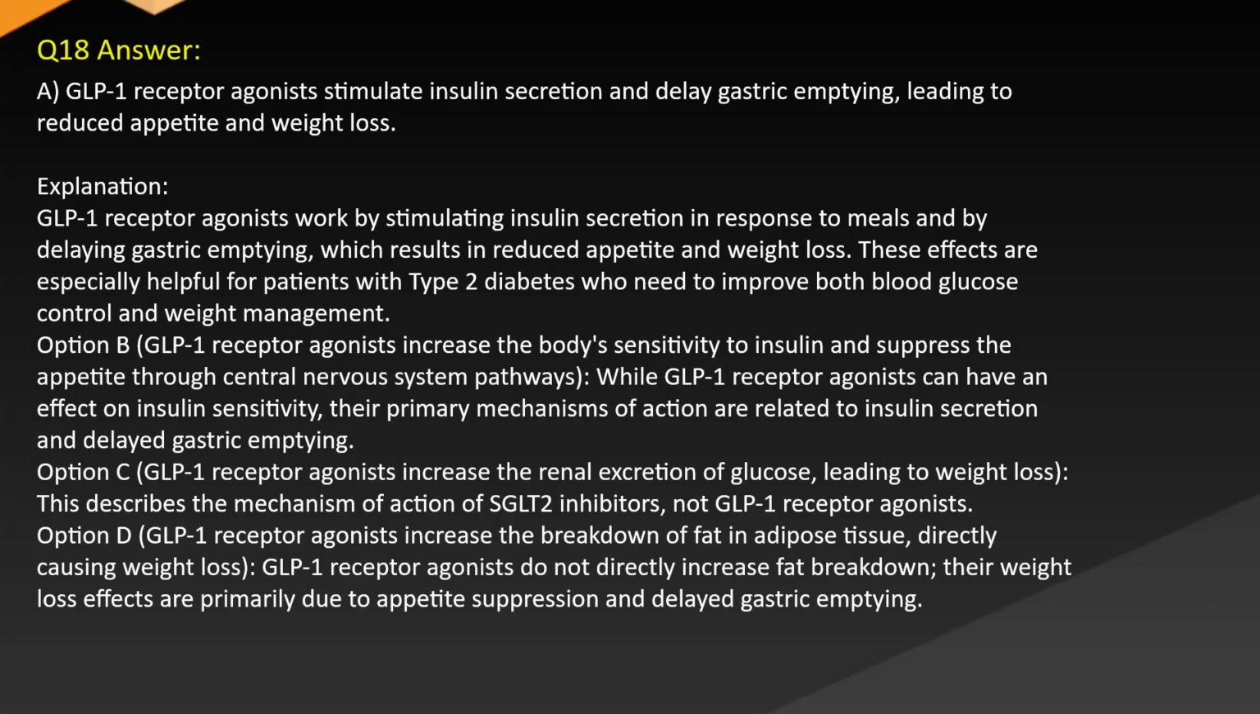weight management. Option B, GLP-1 receptor agonists increase the body's sensitivity to insulin and suppress the appetite through central nervous system pathways. While GLP-1 receptor agonists can have an effect on insulin sensitivity, their primary mechanisms of action are related to insulin secretion and delayed gastric emptying. Option C, GLP-1 receptor agonists increase the renal excretion of glucose, leading to weight loss. This describes the mechanism of action of SGLT2 inhibitors, not GLP-1 receptor agonists.